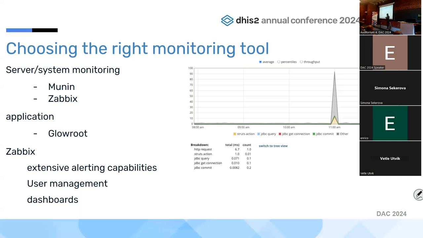It helps you really get to the root cause of the problem. And in most cases, when we have issues from a site about a slow system, we usually advise people just to get Glowroot up and running fast. And then from there, we can help them do troubleshooting and find where the problems are.